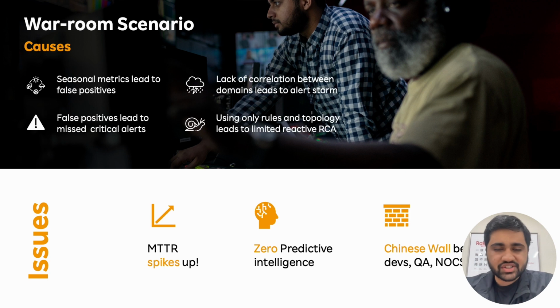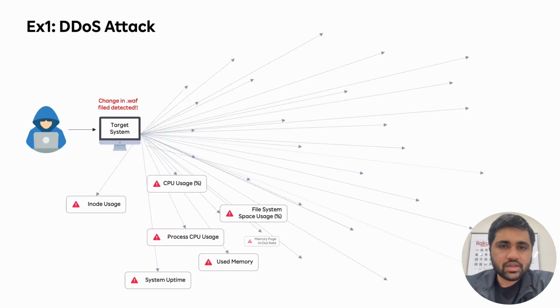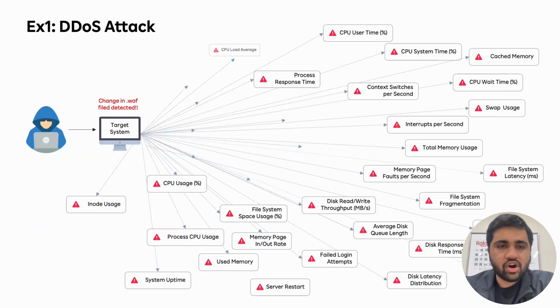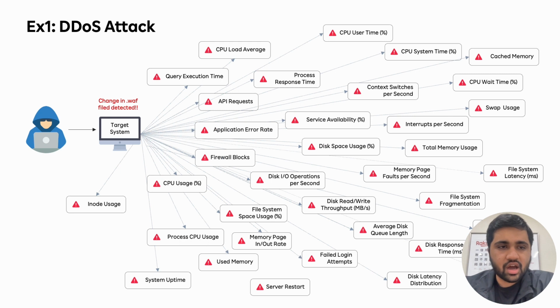There'll be no communication between them, and isolating issues will take much, much longer. So here is one example of a problem that our Cog AI solution can solve.